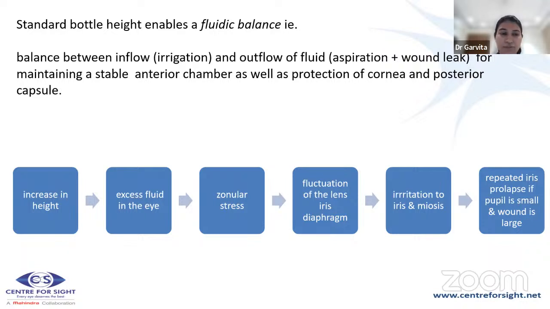What will happen if there is too much height? As you can see in this flowchart, an increase in height can cause excess fluid in the eye, which can cause undue zonular stress. The more zonular stress will lead to fluctuations of the lens iris diaphragm, which will lead to irritation of the iris, causing a miosis, and this, if continued for a long time, will cause repeated iris prolapse if the pupil is small and the wound is large.